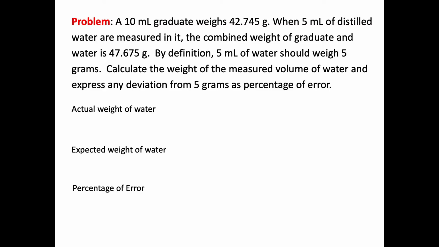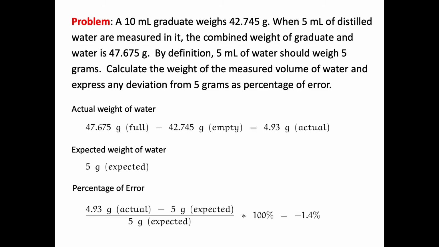So in this example, go ahead and calculate the weight of the measured volume of water and express any deviation from 5 grams as a percent error. So that's what we're trying to solve in this question. Well, let's go ahead and solve this. We'll answer the first question, which wants to know the actual weight of the water that we measured. If we take the combined weight of both the cylinder and the water of 47.675 and subtract the weight of just the empty cylinder, which we said was 42.745 grams, the difference between those two, our actual recording of the weight of our water, was 4.93 grams. So that's our actual, 4.93 grams.